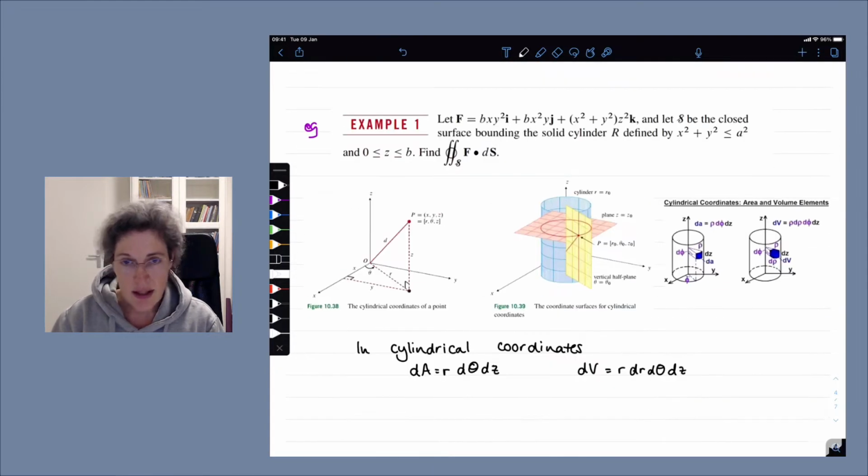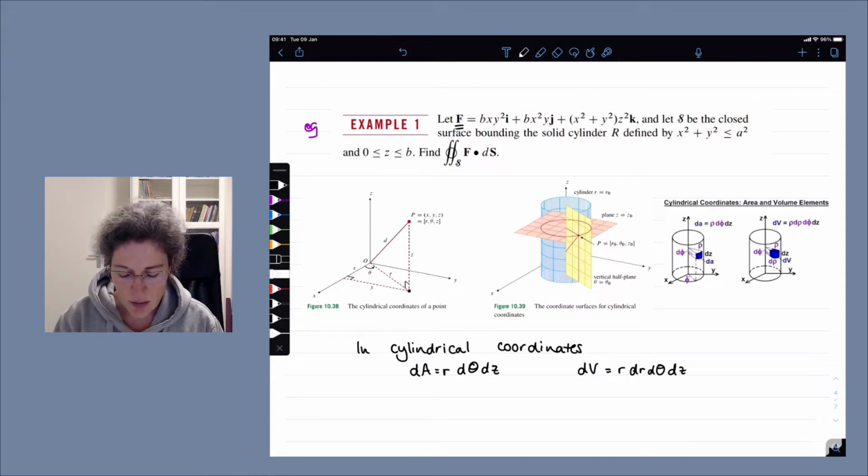Again, although there is physical significance to this, a lot of the time these theorems get used just to make life easier. So let's have a look at an example. We're going to take as our vector field this one over here. We can see it's got an x, y, and z component. And the surface that we're interested in is the closed surface bounded by the solid cylinder R, defined by x squared plus y squared is less than or equal to a squared.